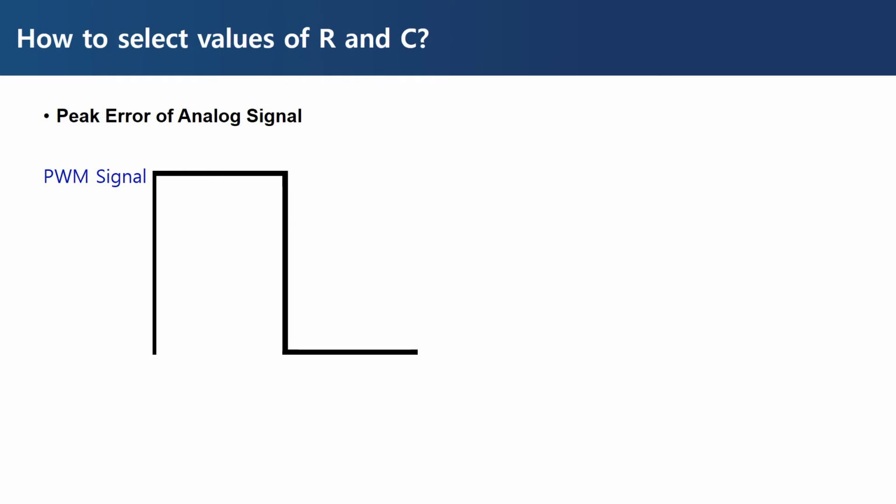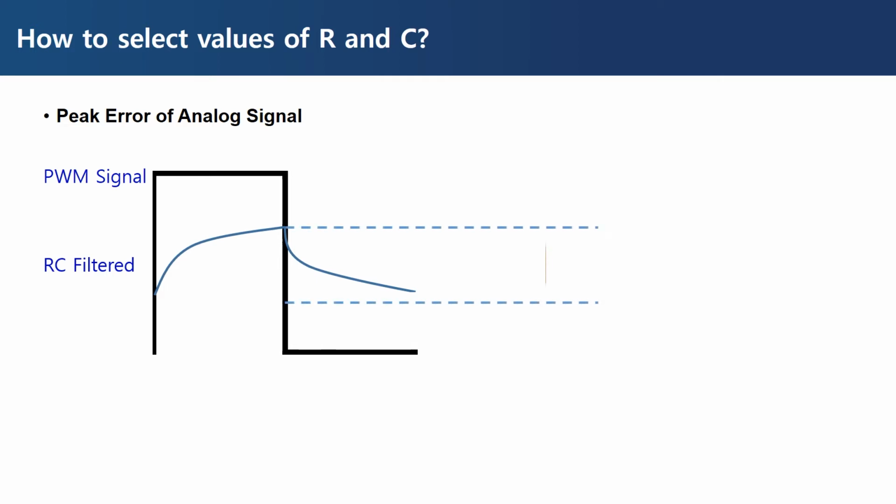If we filter the PWM signal using an RC filter, a waveform might look like this. Voltage increases during the high period of the PWM signal, and decreases during the low period of the PWM signal. In order to make this filtered signal more DC-like, we need to reduce the peak magnitude of this signal. But how small do we need to make this magnitude? Making this peak magnitude smaller, the settling time will get longer, which for some applications will not be favorable. Also, the values of the components will increase.